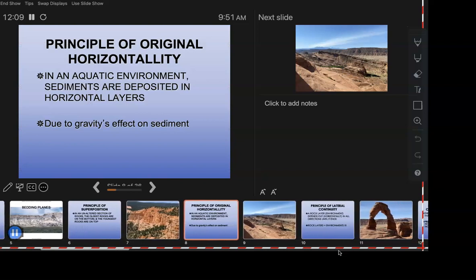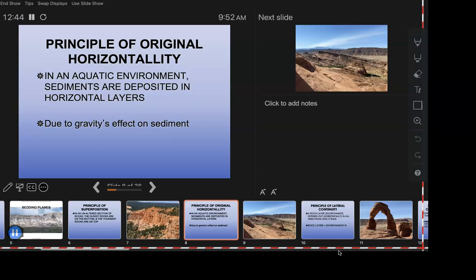Original horizontality in an aquatic environment. All right, that there is a special situation here. Sediments are deposited in horizontal layers. Now, I've been talking about this like it's just a general rule, and I want you to remember it as such. But technically speaking, this basically applies to an aquatic environment. That's where the majority of your sedimentary rocks are going to be from anyhow.